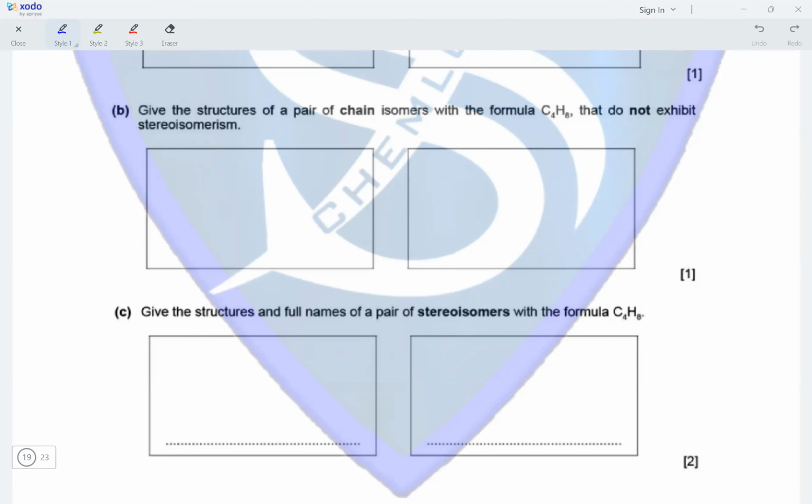Give the structures of a pair of chain isomers with the formula C4H8 that do not show stereoisomerism. So one of these would be an alkene with a straight chain carbon and the double bond on the first carbon atom so that it does not form any stereoisomer. So CH2=CH-CH2-CH3 is one of the two. Chain isomers, chain. So we are supposed to introduce branching, not positional chain.